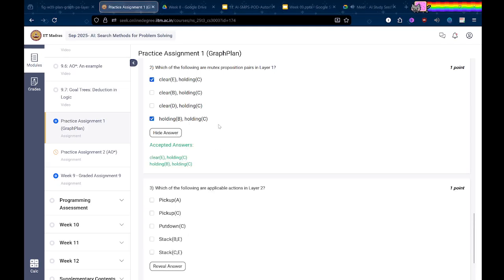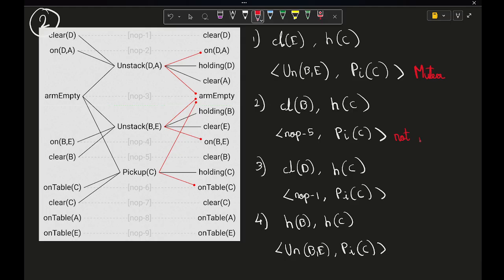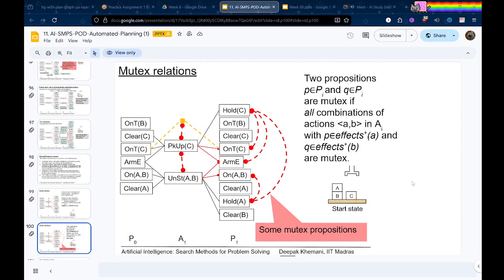Okay, so for the options I'll just write: mutex, not mutex, not mutex, mutex. Maybe I should even take a screenshot of this and add that.